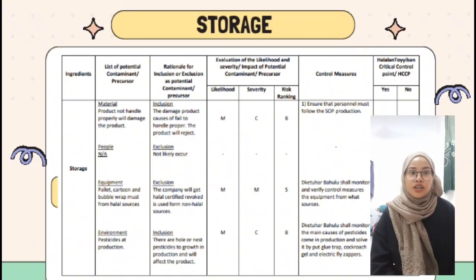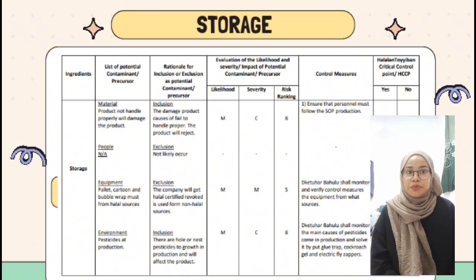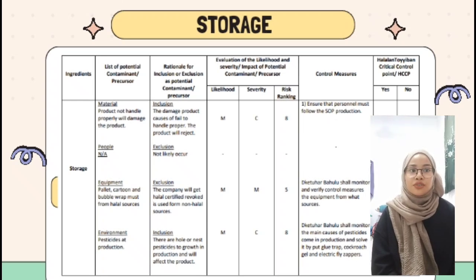Okay, for material storage, product not handled properly will be damaged. And inclusion, the damaged product is caused by failure to handle properly, the product will be rejected. Likelihood M, severity C, and the risk ranking is A. Control measure, ensure the personnel must follow the SOP production.